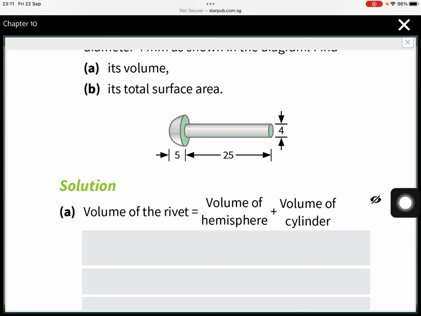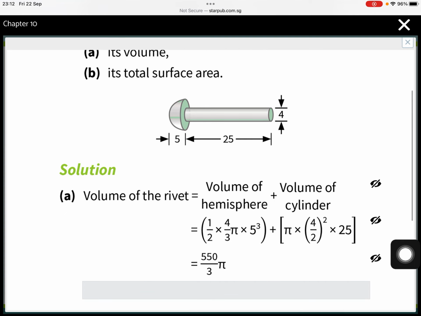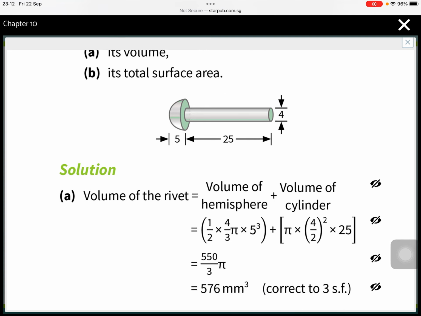So just now I said, okay, hemisphere volume, you don't need to go and memorize. As long as you know volume of sphere, okay, it's 4 third pi r cube. So volume of hemisphere will just be half of that. There will be just 2 third pi r cube. Okay, so half of 4 third pi r cube. In this case, my r is 5, so 5 cube. Cylinder, okay, by now you should know pi r square times h. So pi r square, which is 2 square, times h of 25. So evaluate this, okay, get 576 millimeter cube, correct to 3SF.